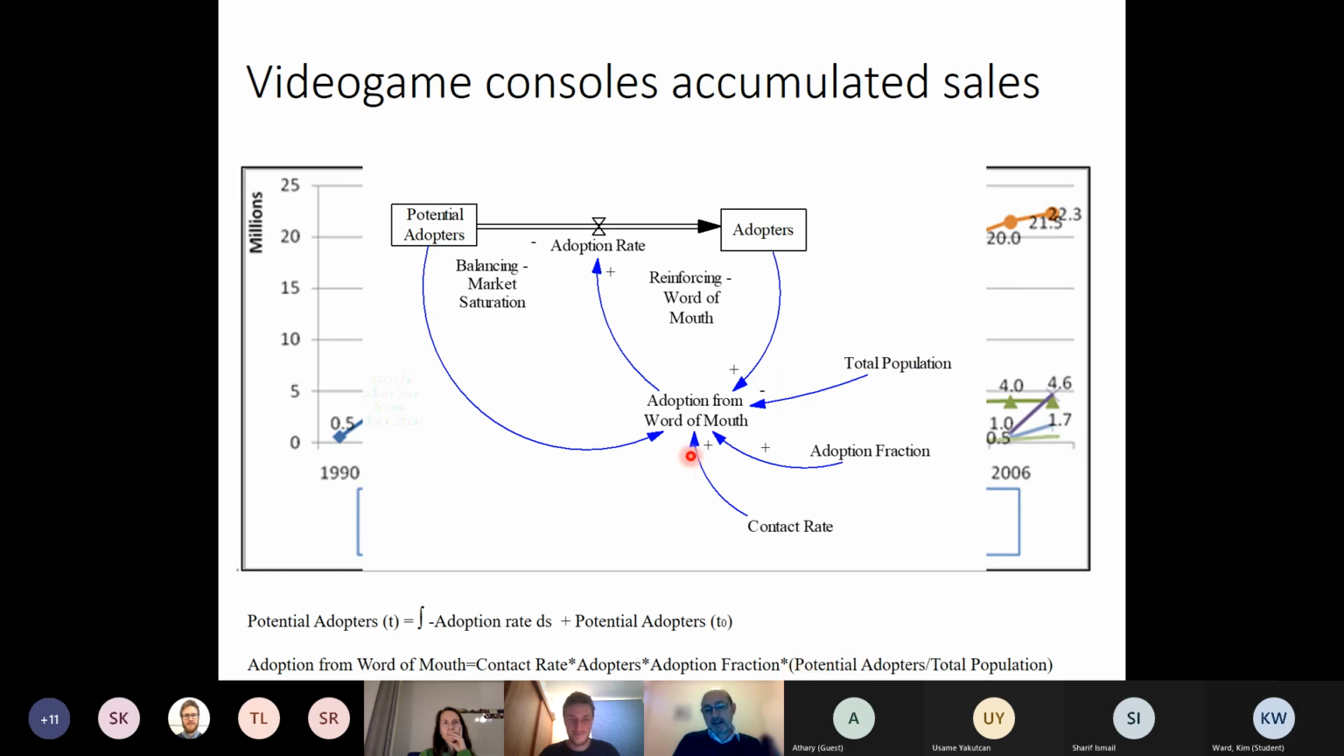And the interesting thing is that this probability, as the potential adopters deplete, because you see that the outflow is moving people out of this number of potential adopters, tends to become zero as they move into this state. So there will be a point where there are no more people to convince, and that tends to balance the system. In this case we call this market saturation, but it can be any saturation that you see in the system.